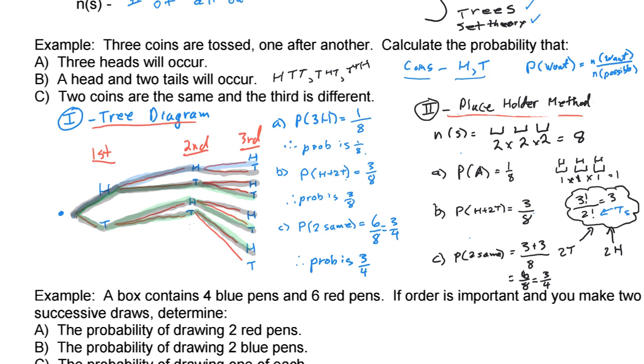Now, both methods are useful. I would say this one here for a small number of possibilities is excellent. But when we have a bigger set of possibilities, let's say we had 50 coins, right? And 48 of those coins were heads, then you would have to do the placeholder method because drawing the tree would be very cumbersome. And so now let's move on to our next problem of the day.